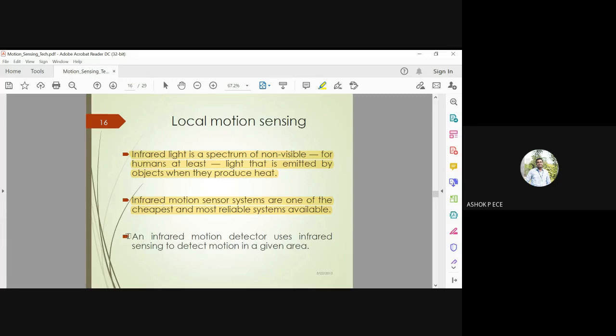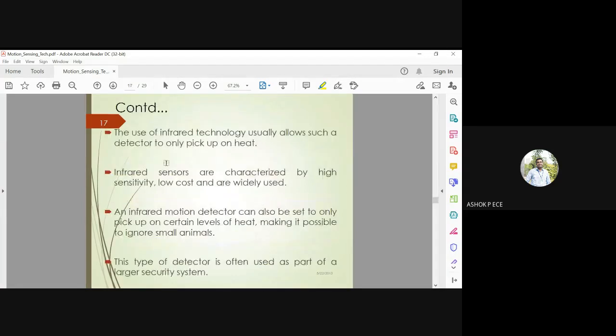The infrared motion detector uses infrared sensing to detect motion in a given area. In a given area, you can continuously send infrared signals and see what the received signal is. Based on that, you can say whether there is a detected motion or not. It is the simplest method. The use of infrared technology allows such a detector to pick up only heat. Infrared sensors are characterized by high sensitivity and low cost, and are very widely used nowadays for local motion sensing.